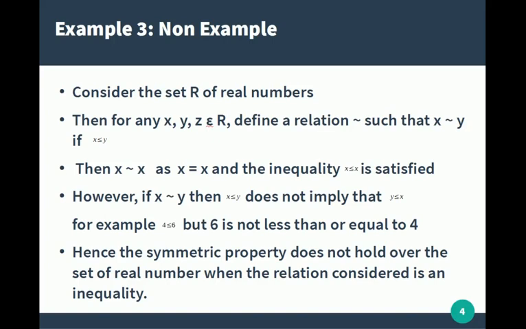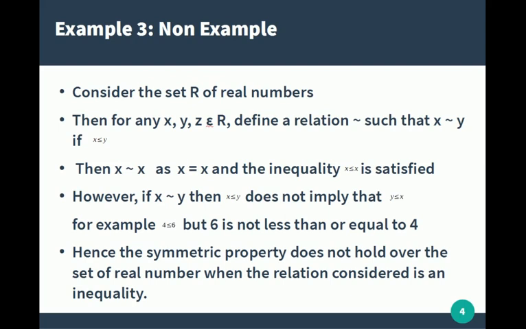Now, consider the set R of all real numbers. Then for any x, y or z member of R, define a relationship denoted by tilde such that x is related to y if x is less than or equal to y. Note that the inequality reads as less than or equal to and not less than and equal to. Then since x is equal to x, x must be related to x as the inequality x is less than or equal to x is satisfied.